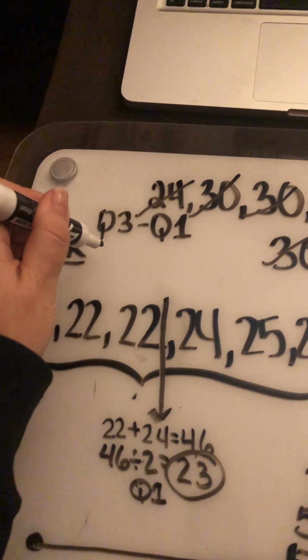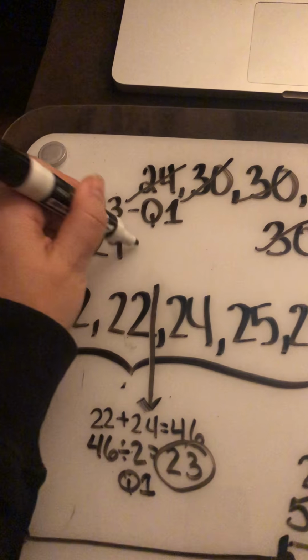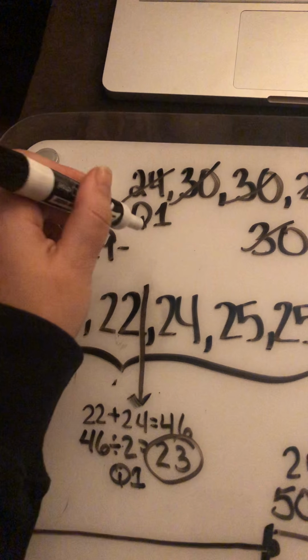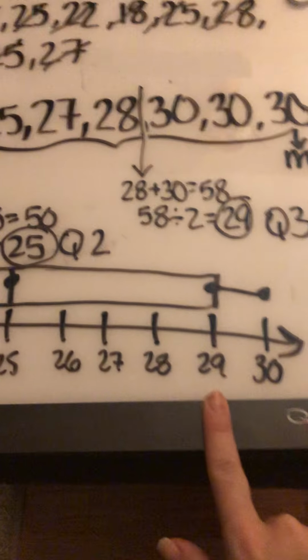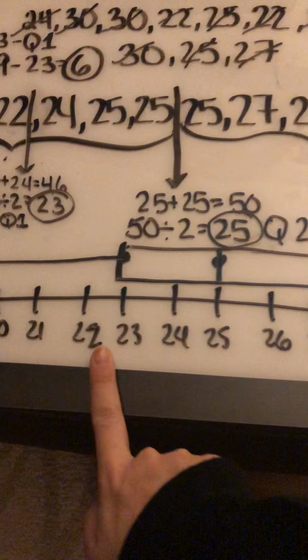Okay, so quartile 3 is 29. Quartile 1 is 23. And that difference would be 6. So our IQR is 6. Okay, quartile 3 minus quartile 1. 29 minus 23, which would give you 6.